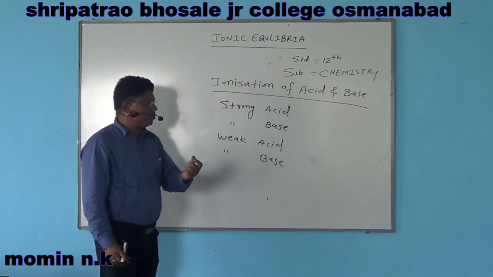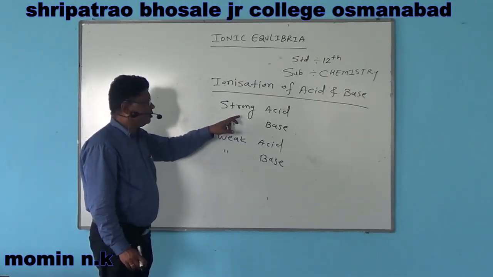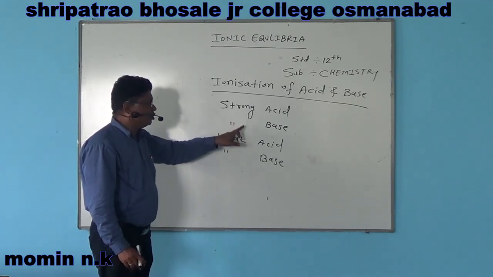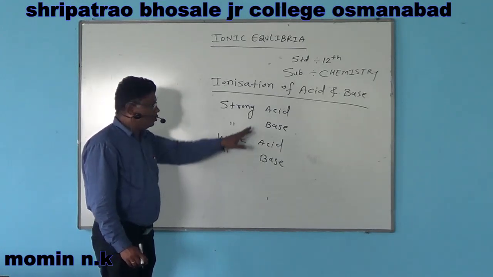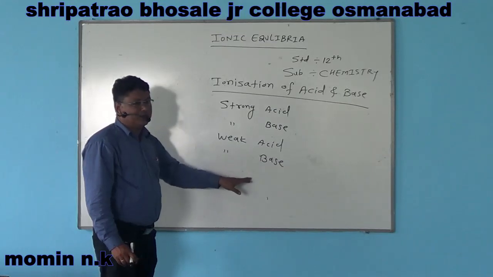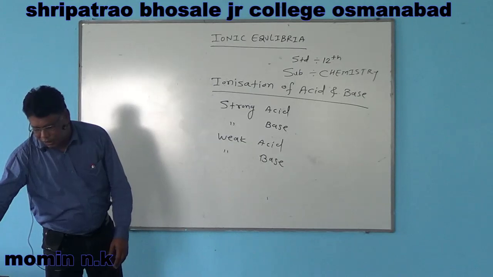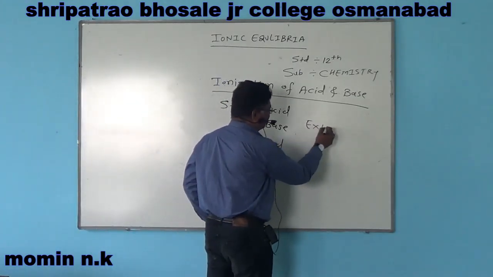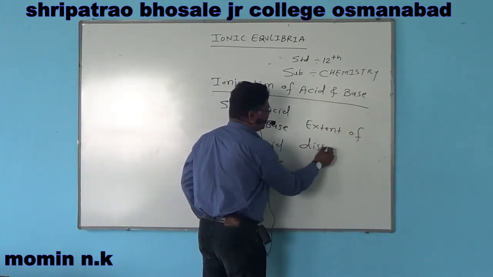Already you know how acids and bases are classified. Acids and bases are classified as strong acid, strong base, weak acid and weak base. How is this classification done? This classification is done on the extent of ionization or extent of dissociation.